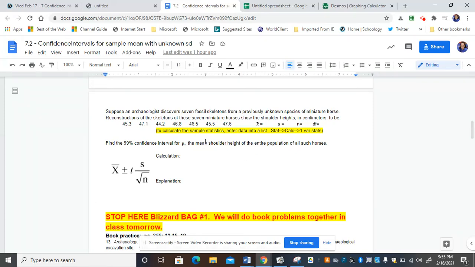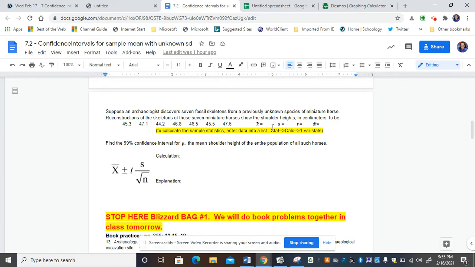All right, I'm going to help you do this practice problem because I imagine some of you don't have a graphing calculator with you. So what we have going on here is there are 7 miniature horses that these archaeologists have found their fossils, and this is the height of their shoulders. So like from the ground to their shoulder, like 45.3 inches on this horse, 47.1 inches on this horse, and so forth.